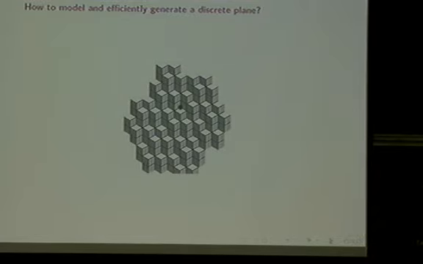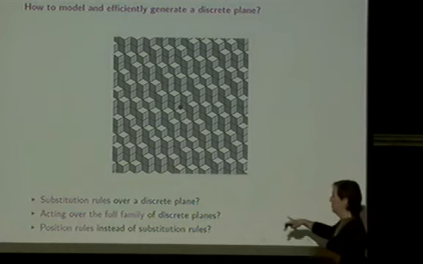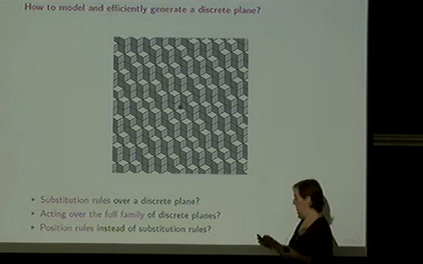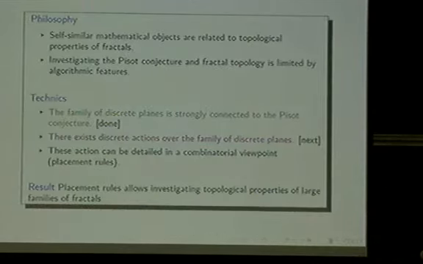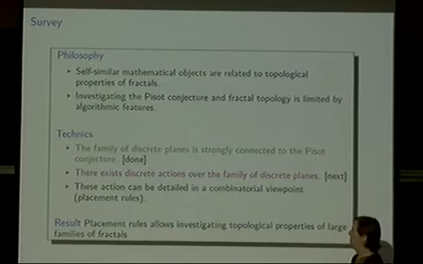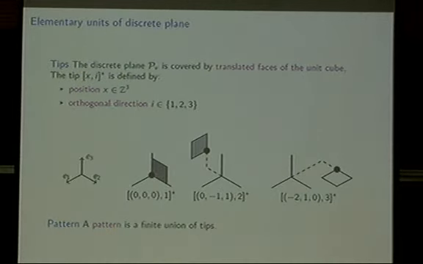So I will tell you more about that. And so the question will be to understand what are the substitution rules, so these new substitutions on faces of cube, and then how to generalize them. So, okay, we are in the grid part. I have told you that the family of discrete planes is strongly connected to the Pisot conjecture. And now what I want to focus on is these substitutions.